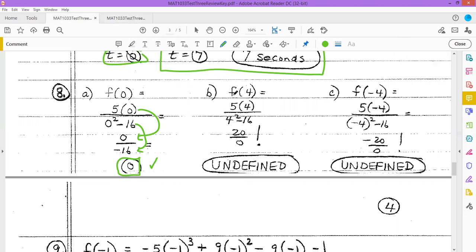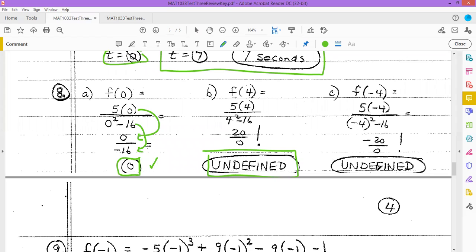Letter B, f of 4. So we're substituting 4 now. 5 times 4 in the numerator gives us 20. And 4 squared minus 16, that's 16 minus 16, gives us 0 in the denominator. And remember, you can't have 0 in the denominator. Therefore, this function is undefined at f of 4. So when x is 4, the function is undefined.